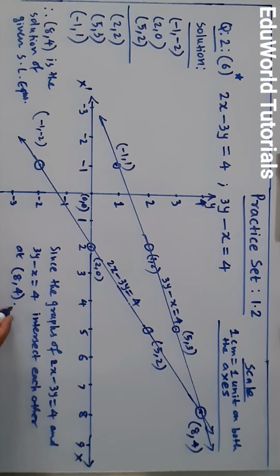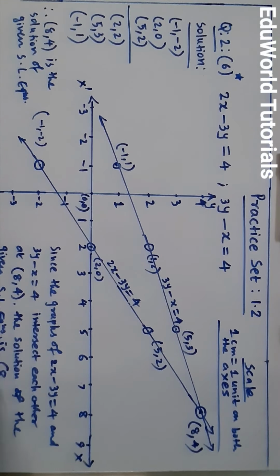The solution of the given simultaneous linear equations is 8, 4. That means x is 8 and y is 4. This is how this sum has to be solved. I think you have solved this sum. If you have not, please check it and then solve.